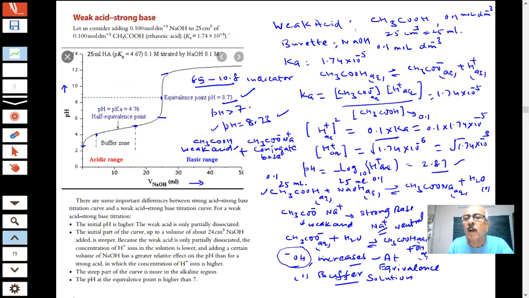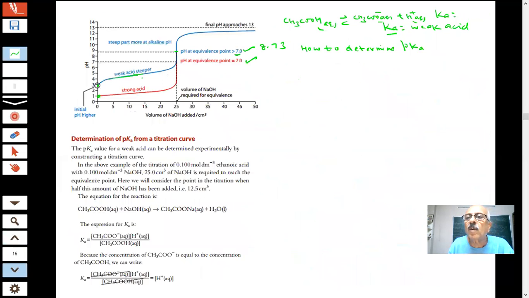Here I have shown the formula. See the Ka. This is my Ka. Okay? This is the Ka formula. Okay? You have seen. So how will we determine pKa from the titration curve?